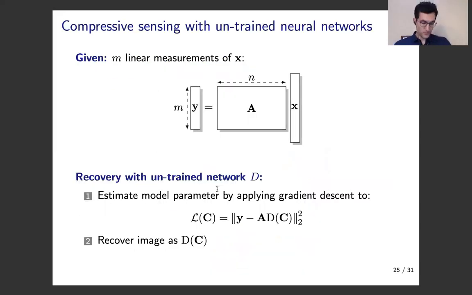So let's move on to compressive sensing with untrained neural networks. We talked about denoising, so now let's look at compressive sensing. In compressive sensing, something interesting happens. I think you're all familiar with the problem. We have some undersampled measurement Y of a signal X, where M is smaller than N. The way we recover is, as described before, we fit our network to this undersampled measurement, and then we recover our image as the output of this neural network.